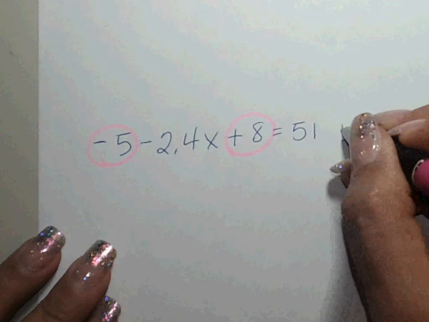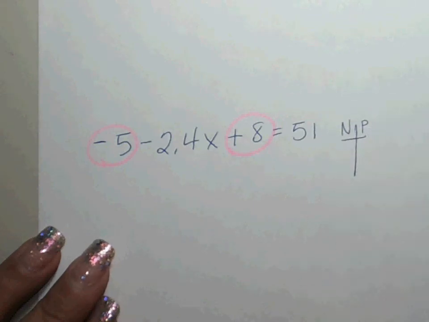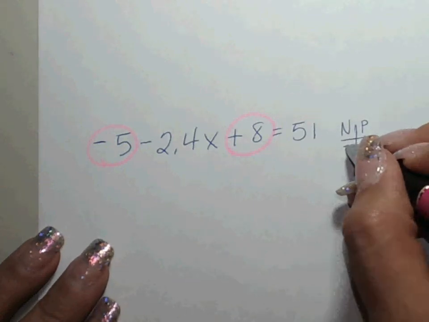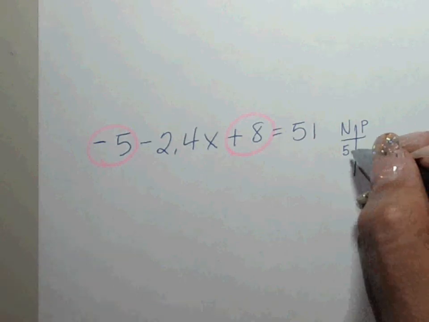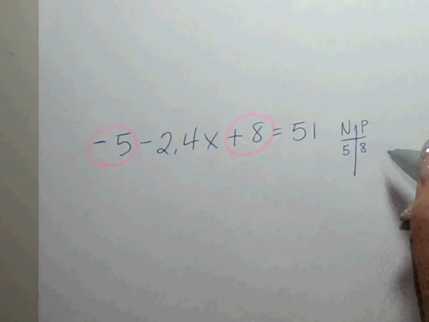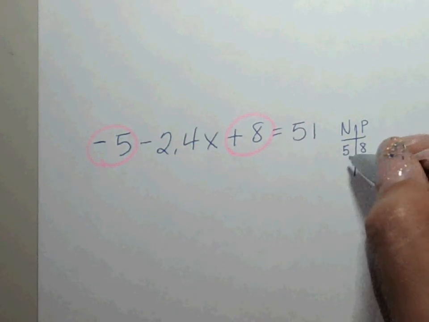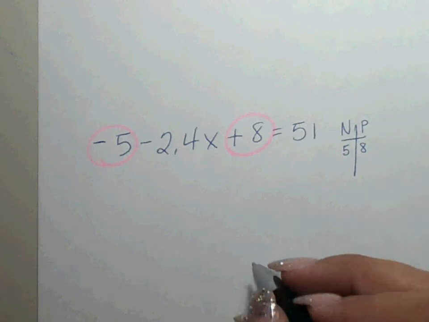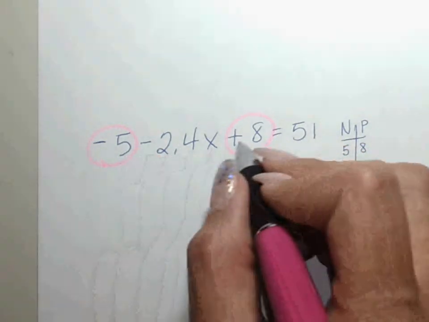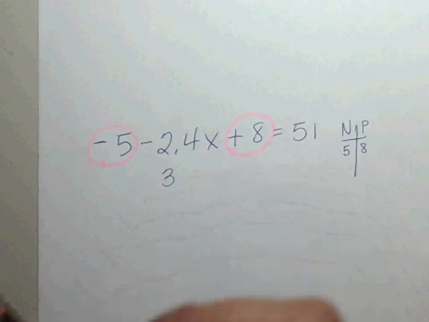otherwise you can think about your negative nobodies and your positive panthers, that scoreboard. 5 points for the nobodies and 8 points for the panthers. If you were going to figure out who won, you'd say the panthers won because you have more points here. And the second question would be by how many? And that would be 3. So by combining these, we have an answer of 3.